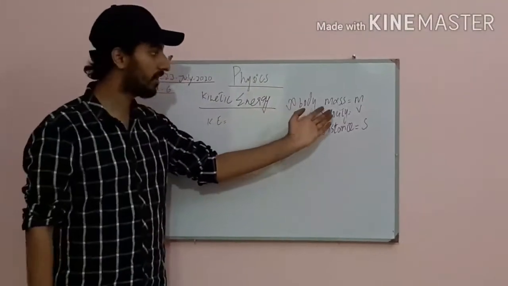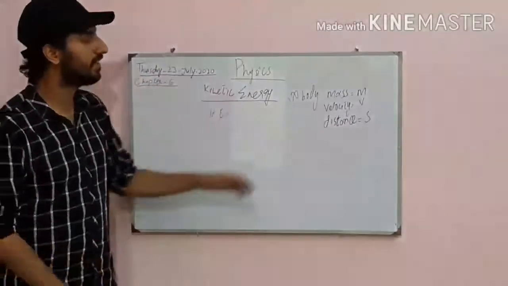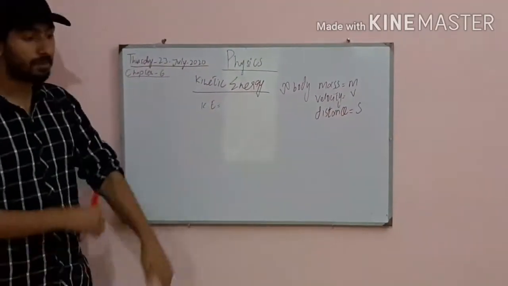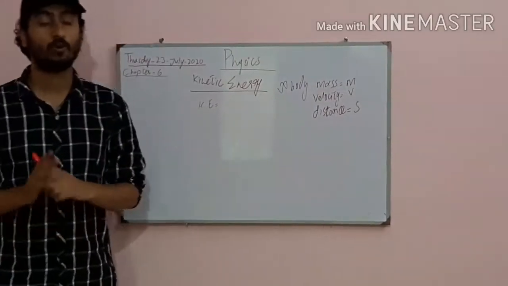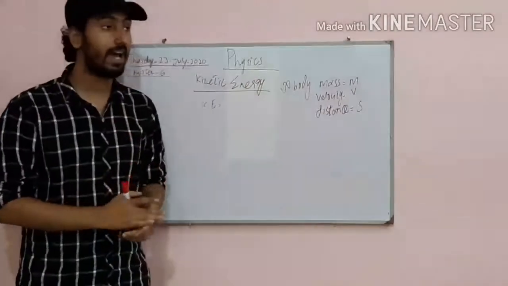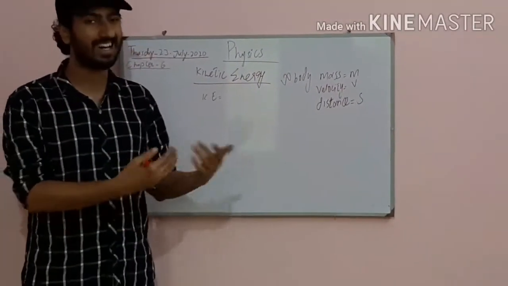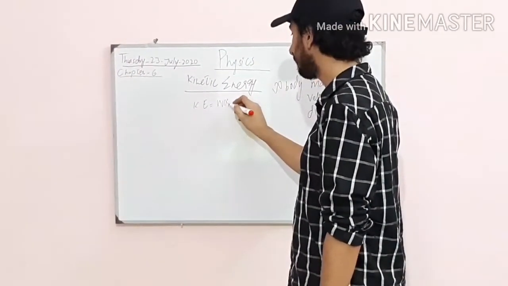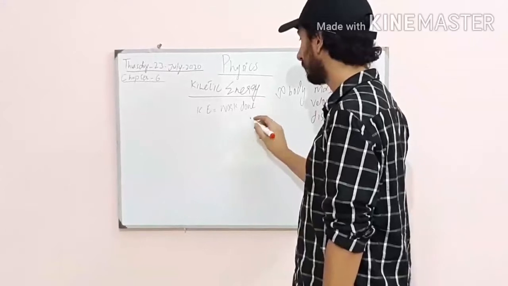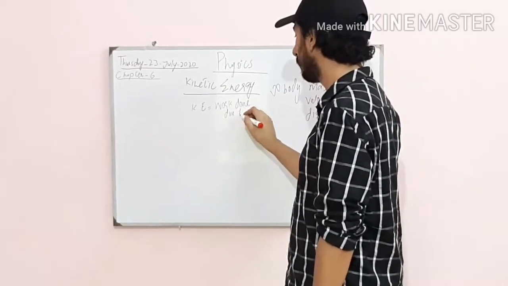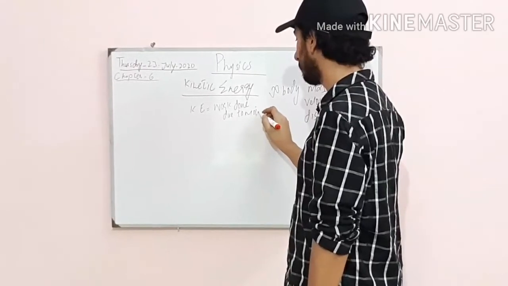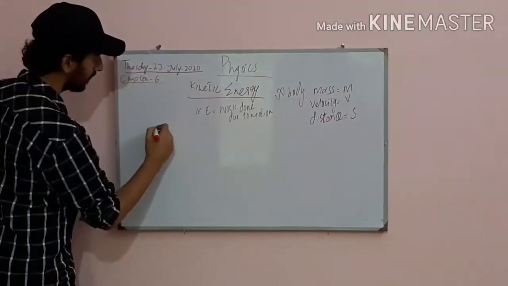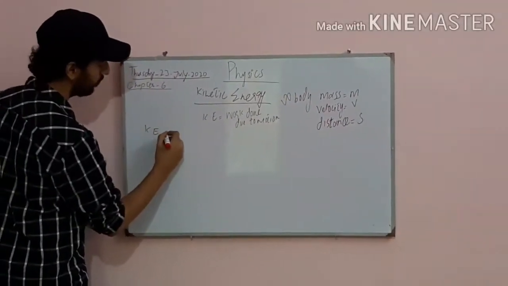I have told you that we have a body of mass m moving with the velocity v, covering some distance s. After some time the body stops due to friction. The force of friction makes the body stop, and in doing so the body does some work against the force of friction. So kinetic energy is equal to work done due to motion. We can write it as kinetic energy is equal to work done.